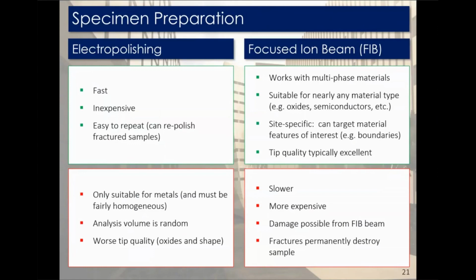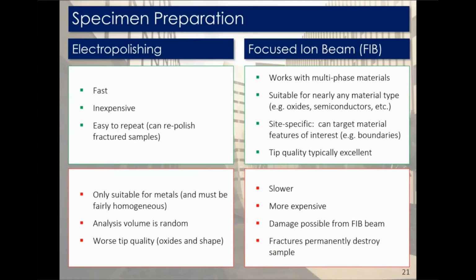But with FIB, as long as the FIB beam can cut it fairly evenly, you can make a pretty even sample. For most cases, multi-phase materials work very well with the FIB. You can still make a nice tip. The FIB is also suitable for nearly any material type. Not every, but nearly any: oxides, semiconductors, and so on. Whereas electropolishing is again mostly the domain of metals and metallurgy.